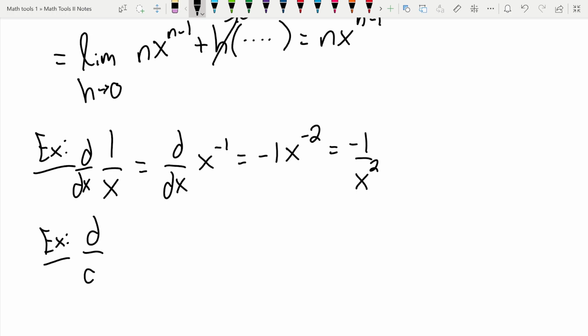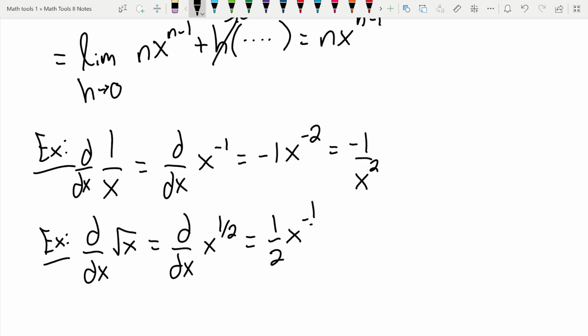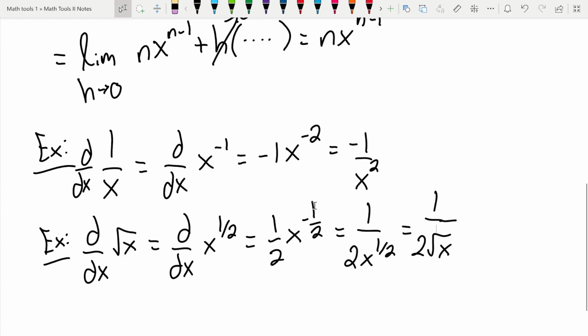Same with the square root function. This is actually x to the 1/2. So that means that this is actually 1/2 x to the negative 1/2, right? Because 1/2 minus 1 is negative 1/2. So that's 1 over 2 x to the 1/2 equals 1 over 2 root x. So that's why this rule is so useful, because there's just so many functions that we can express in terms of these powers that we can then apply this rule to.